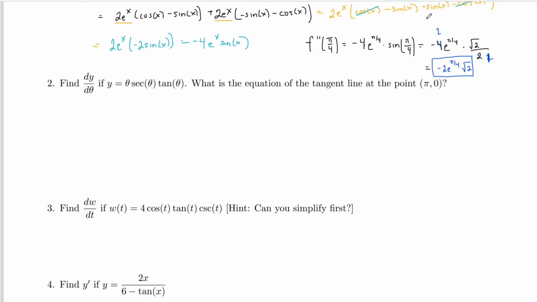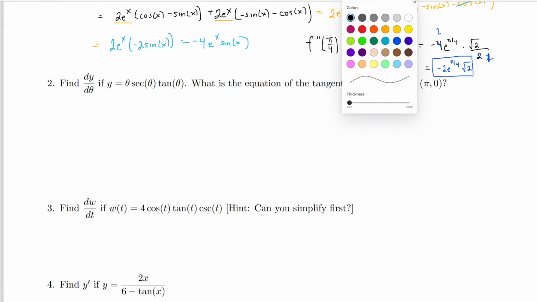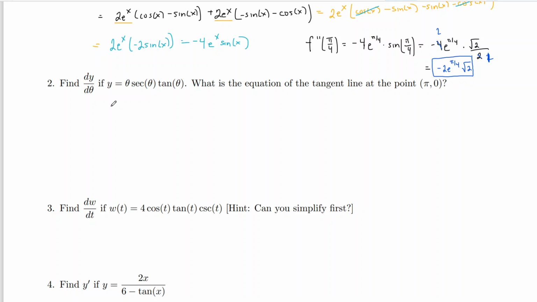All right, number 2 here. We want to find dy over d theta if y is theta times secant of theta times tangent of theta. This is another one where we know we want to use the product rule, and we talked in the last section about what to do if you have 3 products. Well, it's best to think about it still as 2 products, and then just see how everything works out. But we still want to use the product rule here.